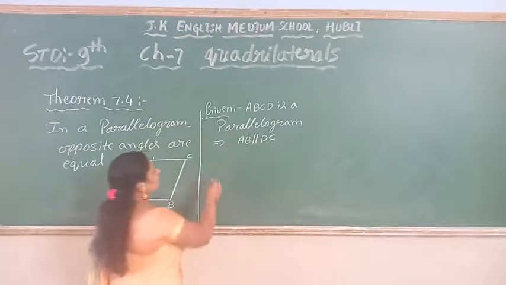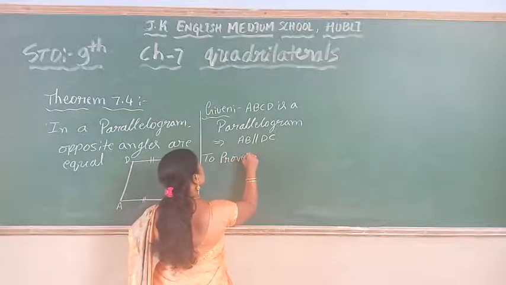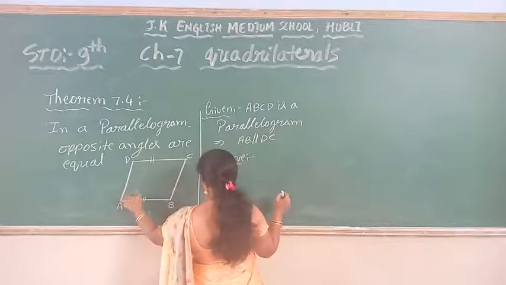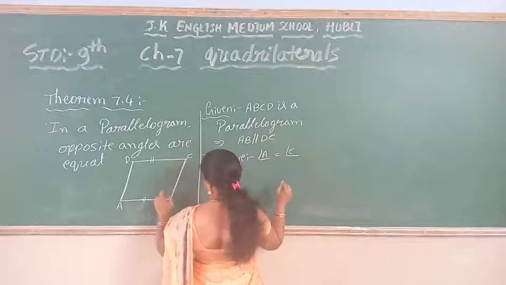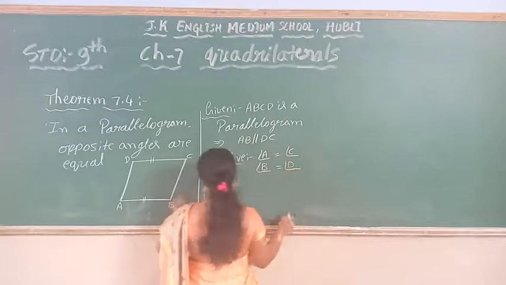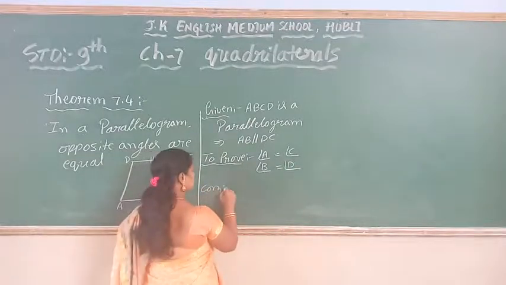So now, to prove, I have to prove opposite angles are equal. Angle A is equal to angle C. Angle B is equal to angle D. So for that, I have to do a construction.